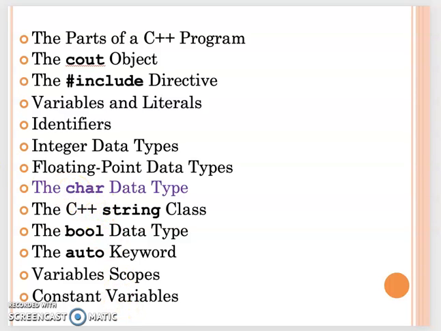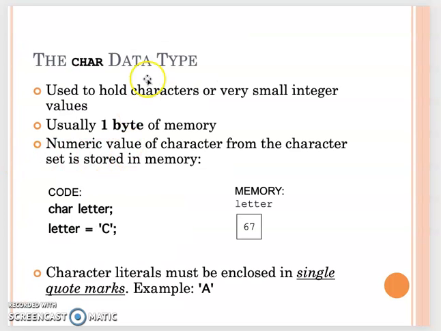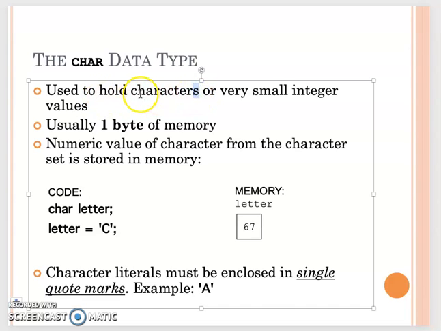So the first one, let's see another data type. We call that the char. So the character data type is used to hold a variable for only one character. Usually we say it is used to hold a character, but it can only hold one, or a very small integer value. I will explain what that means.